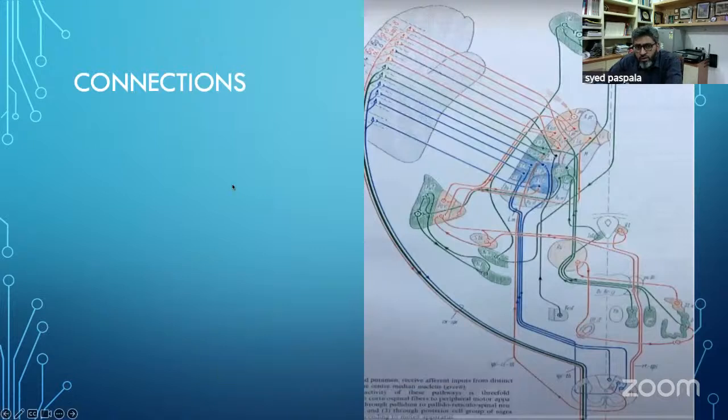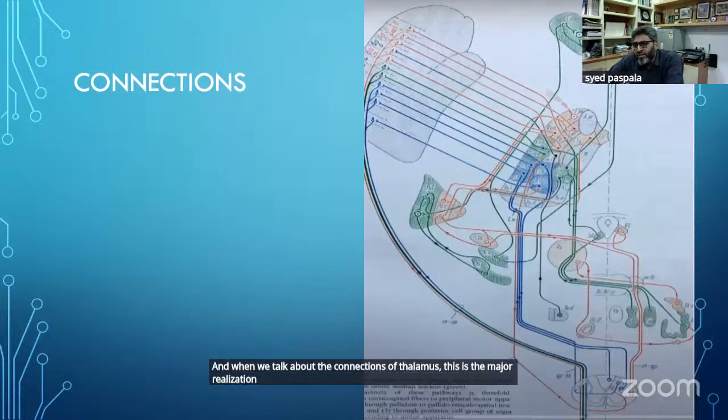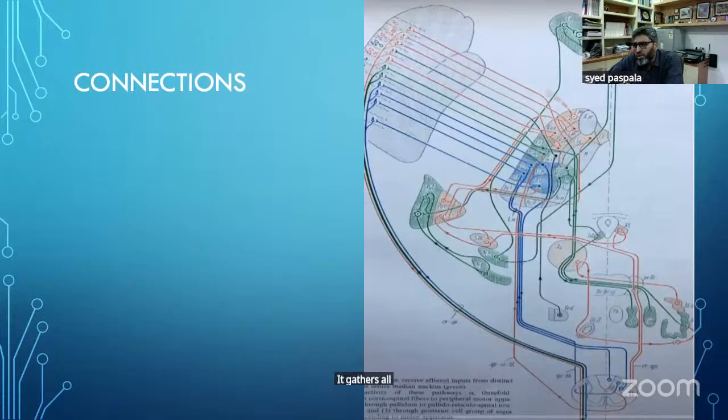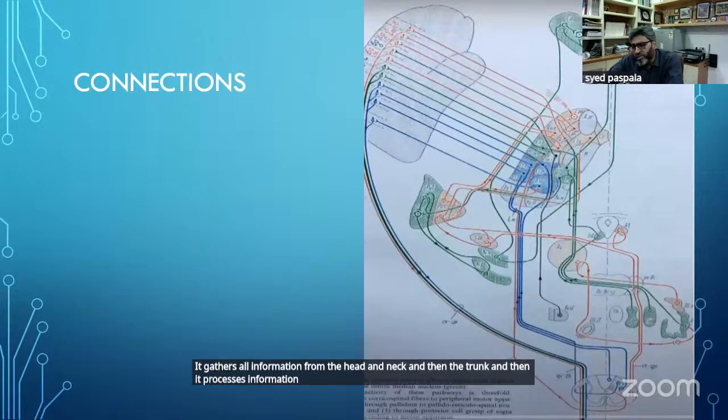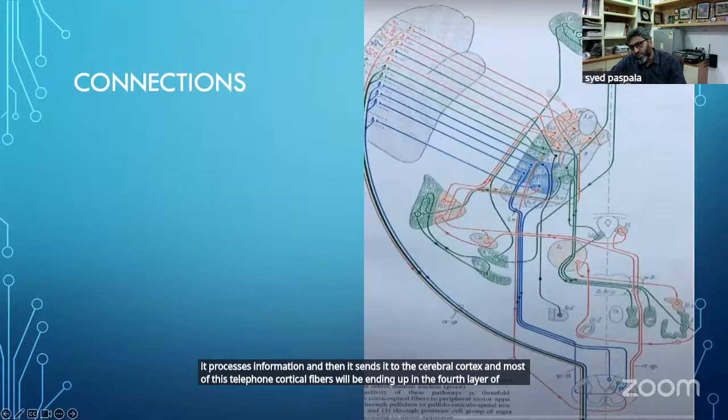And when we talk about the connections of the thalamus, this is the major relay station in the brain. It gathers all information from the head and neck, and then the trunk, and then it processes the information, and then it sends it to the cerebral cortex. And most of these thalamocortical fibers will be ending up in the fourth layer of the cerebral cortex.